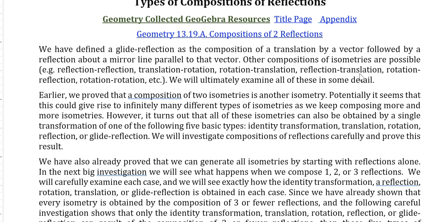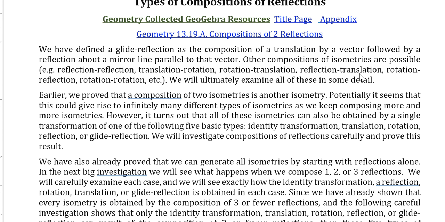So we have defined a glide reflection as a composition of a translation by a vector followed by a reflection about a mirror line parallel to that vector. But other compositions of isometries are possible. We've already looked at reflection followed by another reflection in some cases. There also could be a translation, then a rotation, translation, reflection, translation, rotation, reflection, rotation, rotation, and so forth. Lots of different options. And we will ultimately examine all of these in some detail in this playlist and in this chapter. And earlier we proved that a composition of two isometries is another isometry.